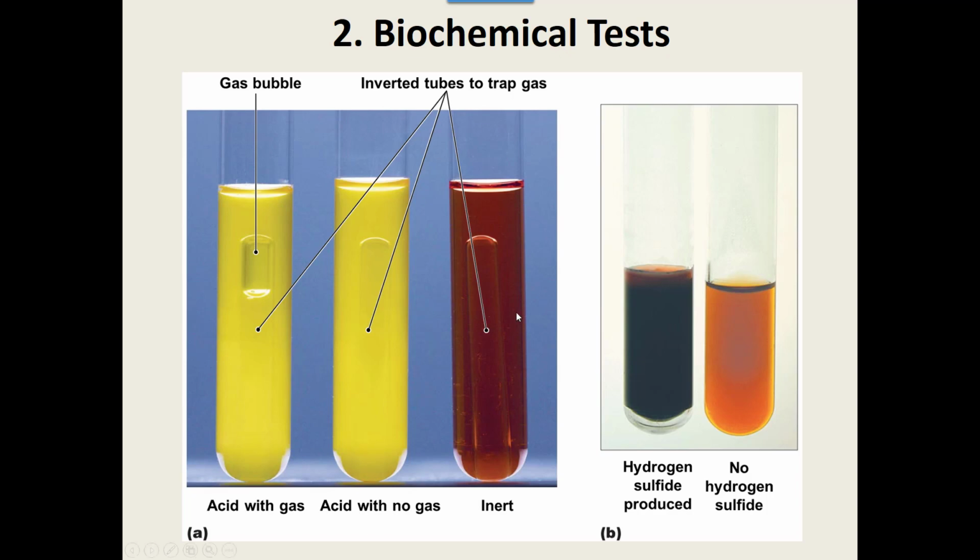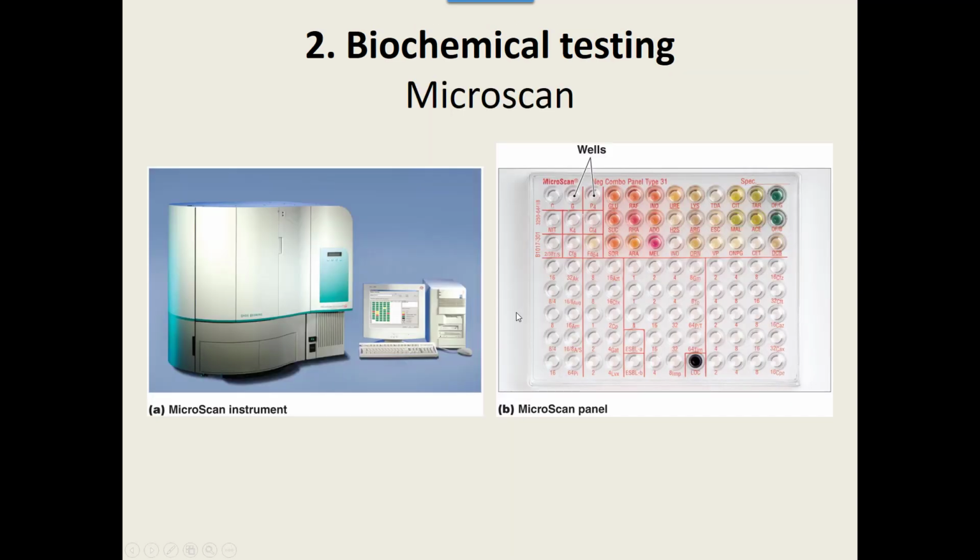Now, tubes can get kind of pesky and they can take up a lot of room, and so there are actual machines out there that can run a whole bunch of biochemical tests all at once. It's called a MicroScan. Yes, it's scanning for various biochemical tests. This is showing a plate, a big plastic plate, and there are little indents in it called wells.